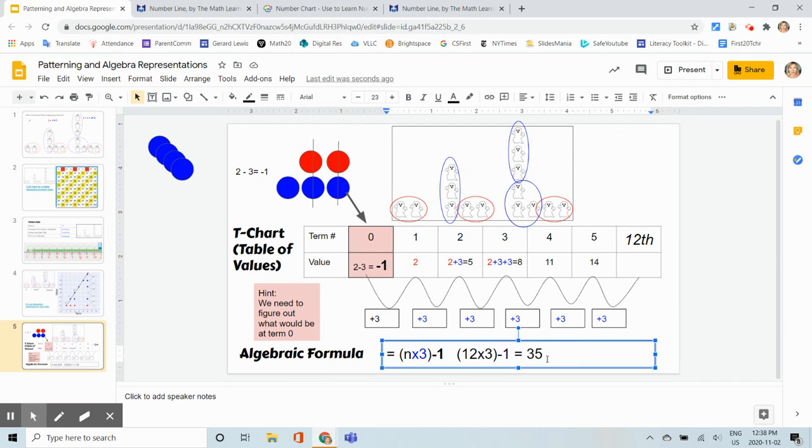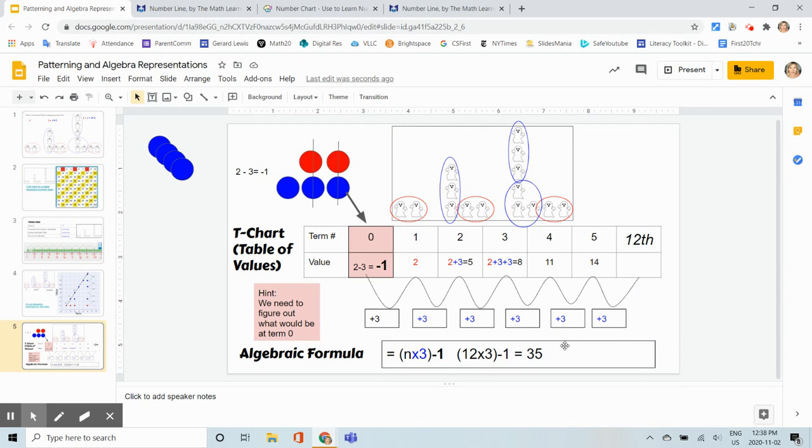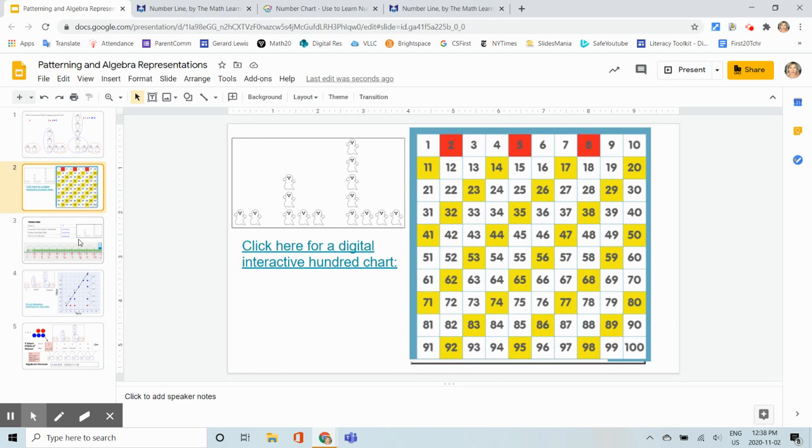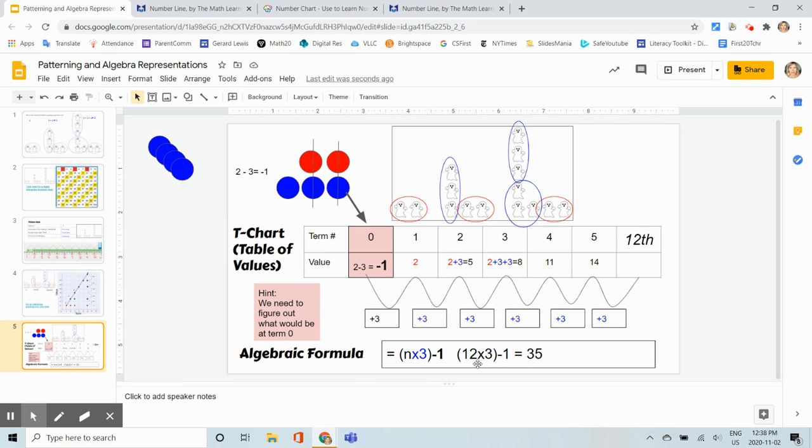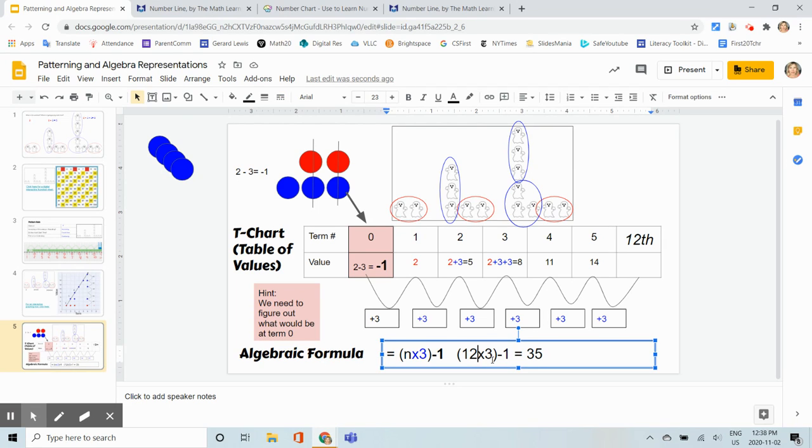So this is how we can create an algebraic formula. The algebraic formula allows us to go way bigger than these representations in a way that is more efficient for us to use. But we needed to understand how that algebraic formula is made in order to use it. So now, if I want to know what the 100th term is, I can replace n for 100 times 3. So that would be 300 minus 1 would be 299.